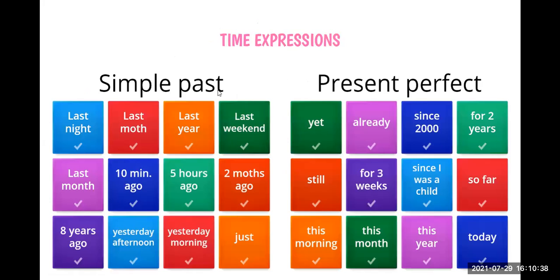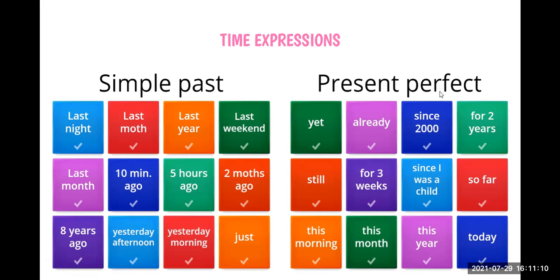Okay, and here we have the time expressions we can use for each one of them. Generally, we use all the expressions with last in the simple past: last night, last year, last month, okay? The expressions with ago: 10 minutes ago, 5 minutes ago, 2 years ago. The expressions with yesterday, okay? Yesterday afternoon, yesterday morning. We can also use the simple past with just, okay?